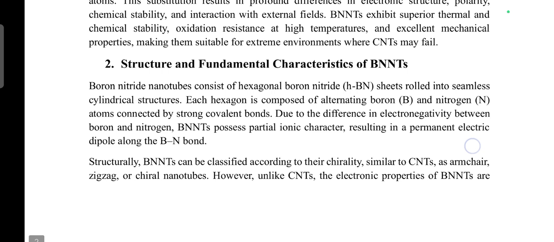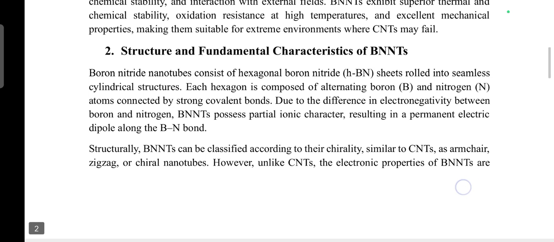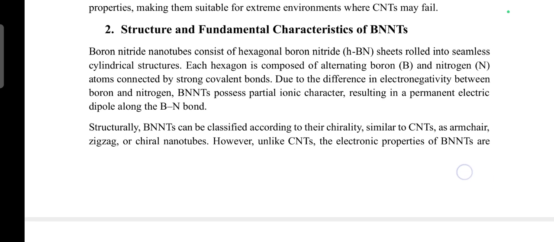Boron nitride nanotubes consist of hexagonal boron nitride sheets rolled into seamless cylindrical structures. Each hexagon is composed of alternating boron and nitrogen atoms connected by strong covalent bonds. Due to the difference in electronegativity between boron and nitrogen, boron nitride nanotubes possess partial ionic character, resulting in a permanent electric dipole along the boron-nitrogen bonds. Structurally, boron nitride nanotubes can be classified according to their chirality. Chirality means an object or molecule that is not superimposable on its mirror image, as armchair, zigzag, or chiral nanotubes.